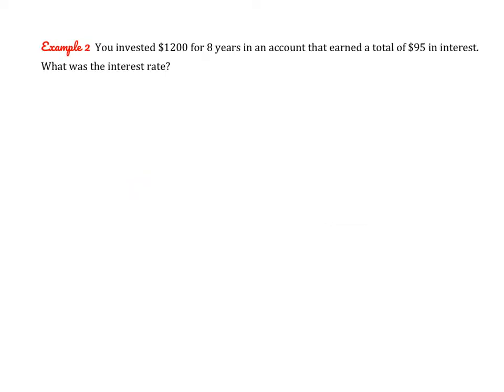Okay, let's try another one together. So this is: you invested $12,000 for 8 years in an account that earned a total of $95 in interest. What was the interest rate? So we're still going to use that same formula, I equals P times R times T, but now we're solving for something different. They're asking us what is the interest rate. So this time we're solving for R.